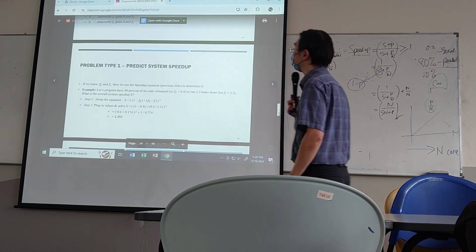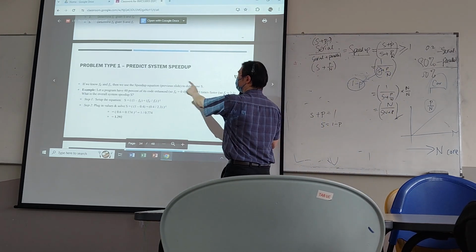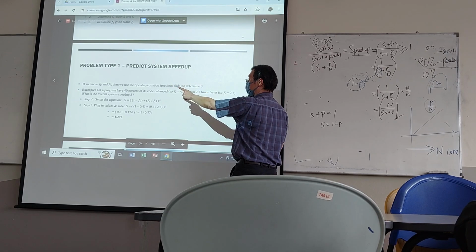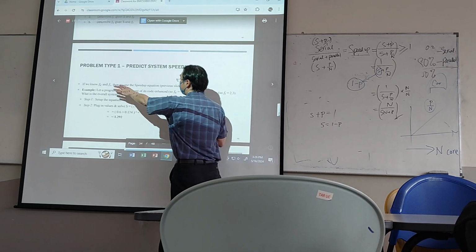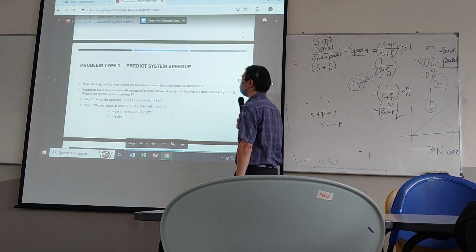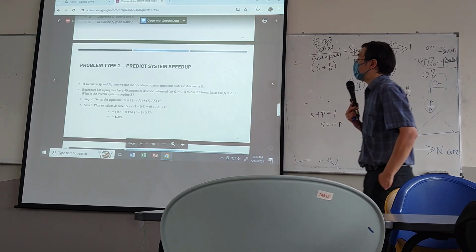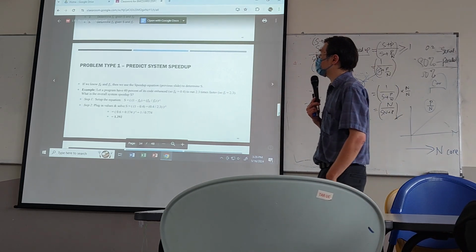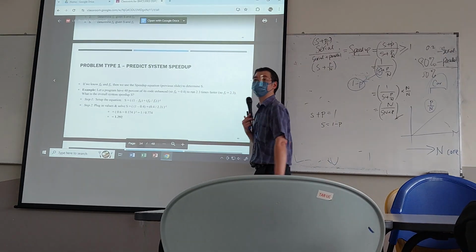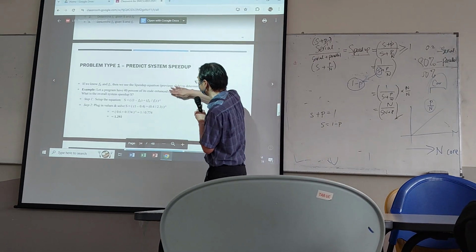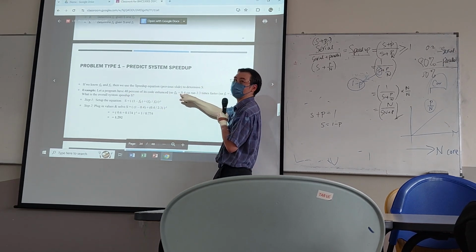Okay, so we want to find S. We know Fe, which is the fraction enhanced, and Fi, the factor of improvement. We want to find S. Okay, let's look at the example. Let the program have 40% of its code enhanced. That is, we know that Fe must be 0.4. Normally it will not tell you this, it will just say 40%, so you need to know that Fe is 0.4.